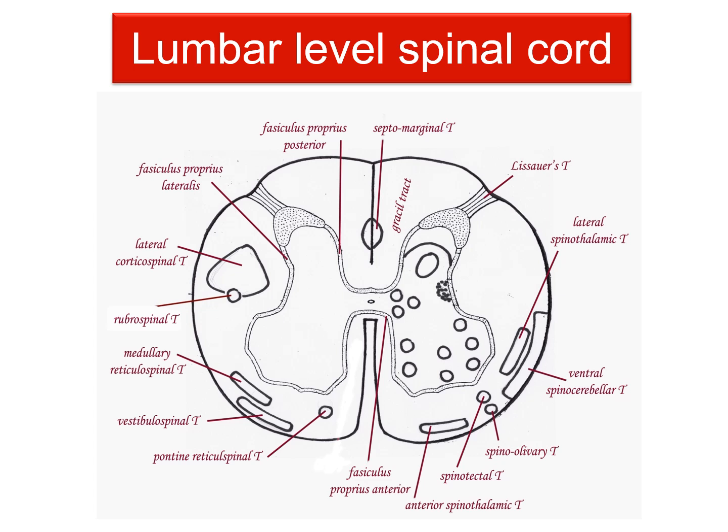On the lateral aspect, or lateral and anterior funiculus of the white column, you can see that only ventral spinocerebellar, lateral spinothalamic, anterior spinothalamic, spinotectal and spino-olivary can be found. Meanwhile, the descending tracts on the left side seen here are lateral corticospinal, rubrospinal, medullary reticulospinal, vestibulospinal, and pontine reticulospinal.